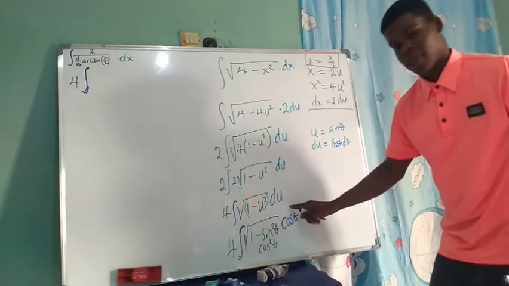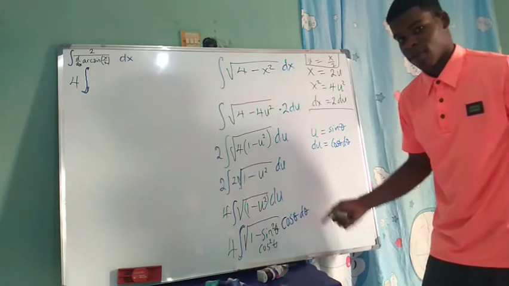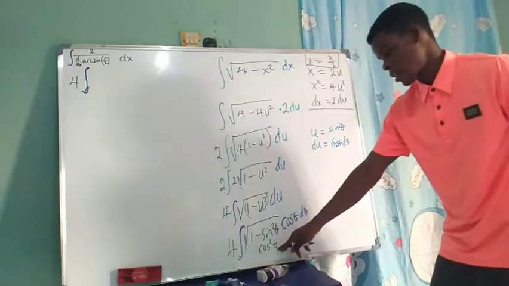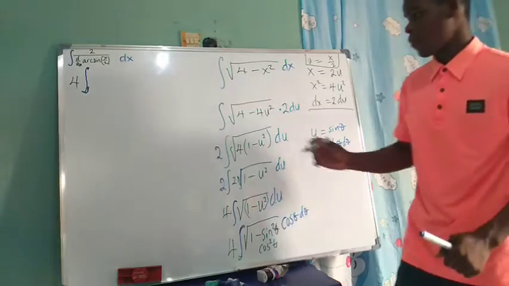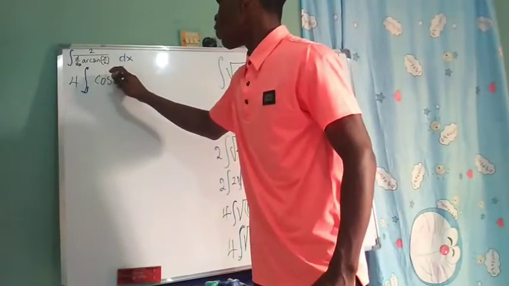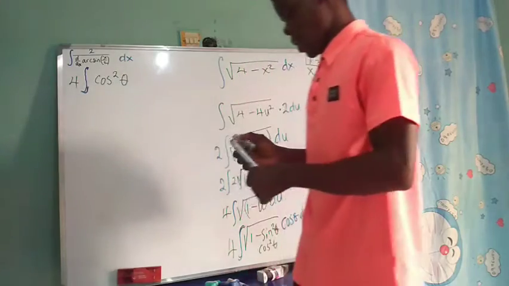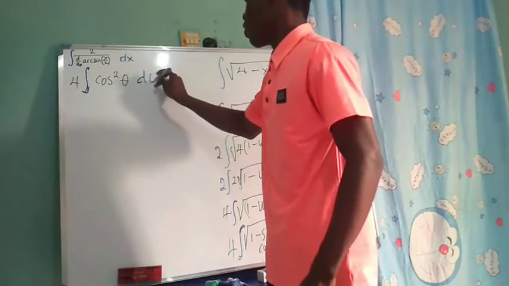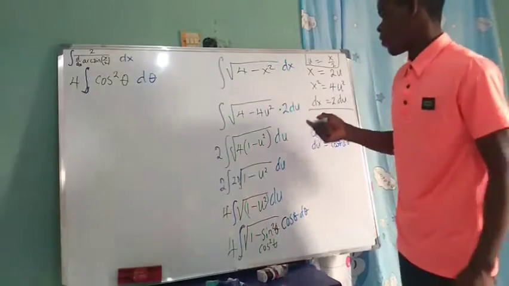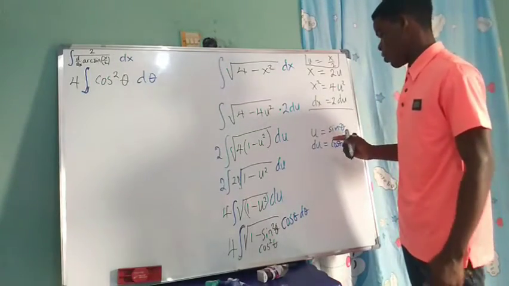and cosine theta times this is just cosine square theta. Cosine theta times cosine theta, we can just have it to be cosine square theta and d theta. So we've done two substitutions. The first was the u sub and the second is the trig sub.